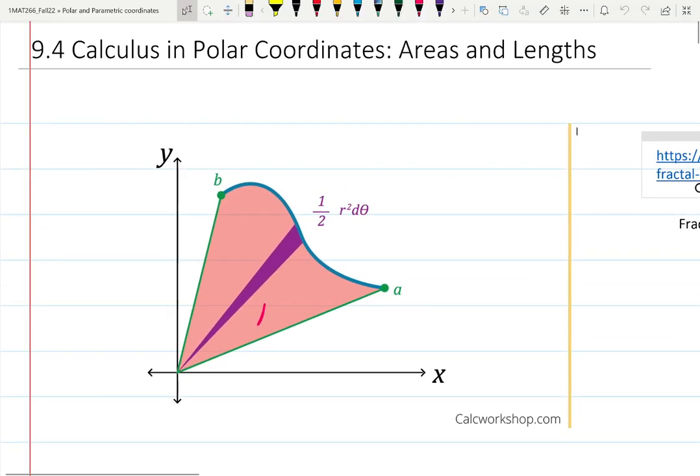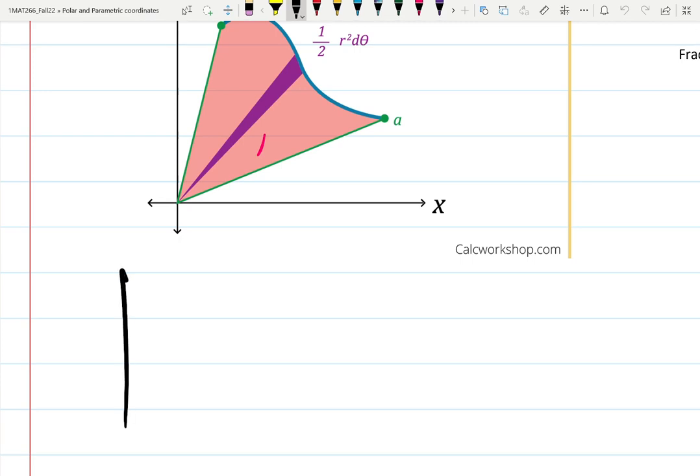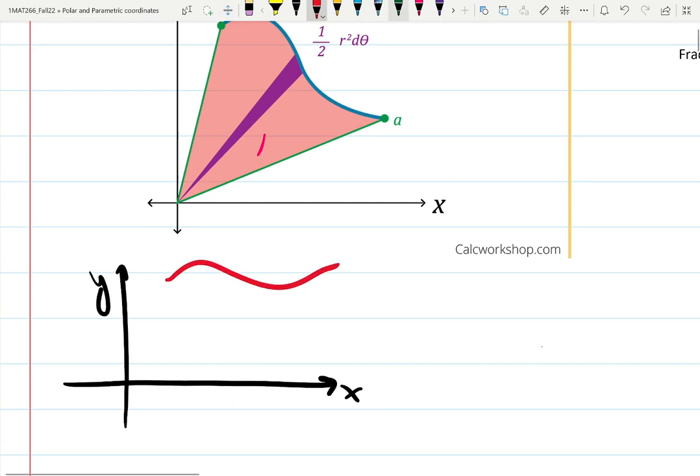Calculus and polar coordinates. Let's start with the area. So before, we had area below the graph, which I will review for you here. We had X and Y, and then there was a roof, and then there was the bottom part. I call it the top and the bottom. Higher and lower, bigger and smaller.